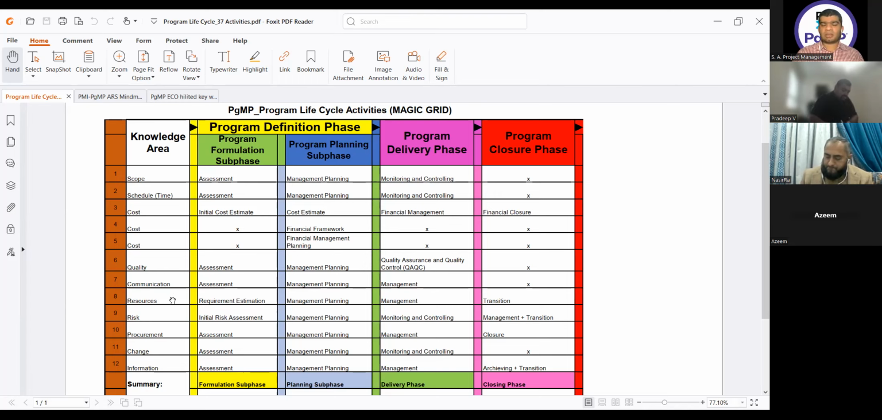Next is resources. In the formulation phase, we have requirement estimation, then management planning. In the delivery phase, we have management, and in the closure phase, we have transition.